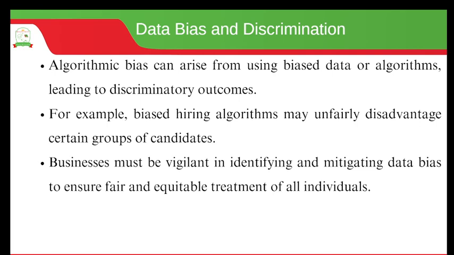We talked about algorithmic bias, for example, in matters of credit scores, and we are saying they can arise from using biased data or algorithms, leading to discriminatory outcomes. So discriminatory outcomes could be in the sense of who is going to qualify for the information that we intend to give, in terms of the amount of money that one qualifies for. And we are saying an example of data bias is when we use algorithms unfairly to disadvantage certain groups of candidates.